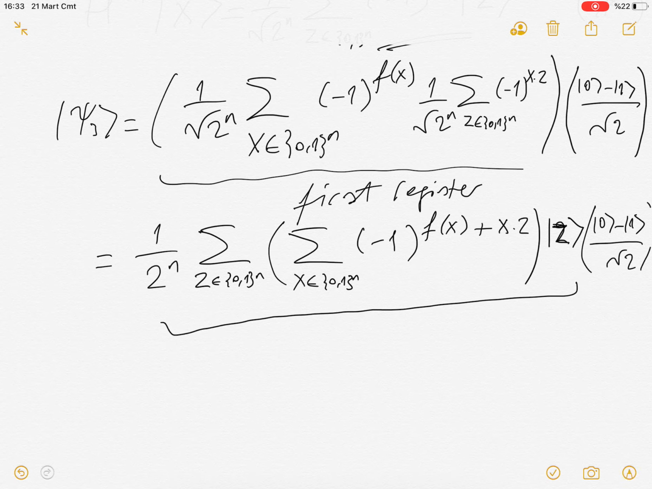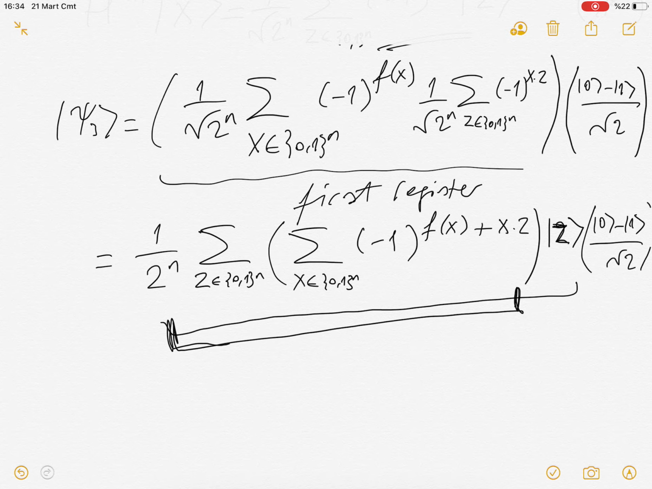And this part is our amplitude. Although it looks a bit complicated, we will see in a moment that it's actually not, because we're going to take a look at one instance. So Z here actually quantifies over the set of all 0, 1 strings of n-bit length. So this is actually a superposition of all n-bit strings.